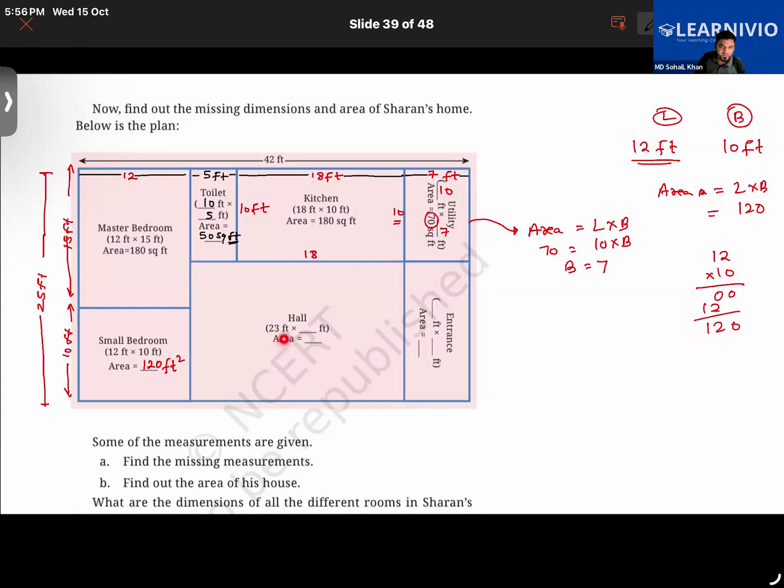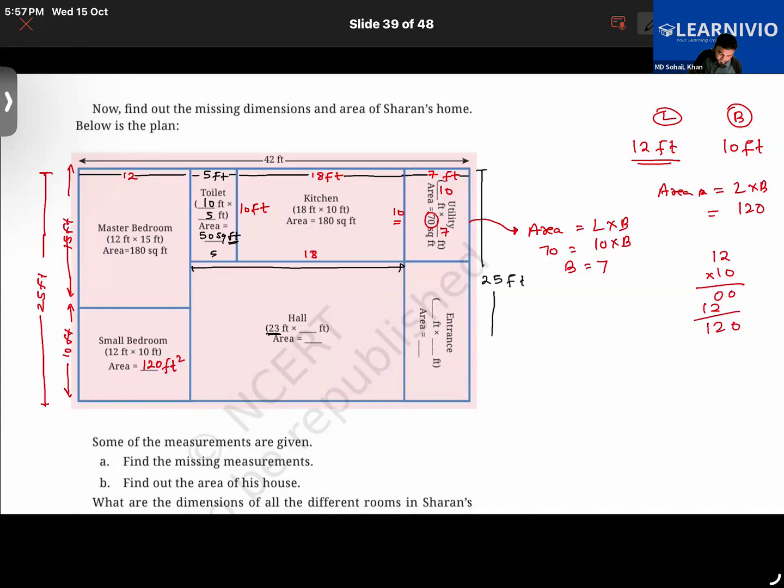Now in the hall, you are seeing that the length is already given here as 23 feet. This is 18 and that is 5, so that much is already equal to 23. We need to find what the breadth will be. Take a look at this entire side. The breadth of the house is equal to 25 feet. So this entire side is given as 25 feet.